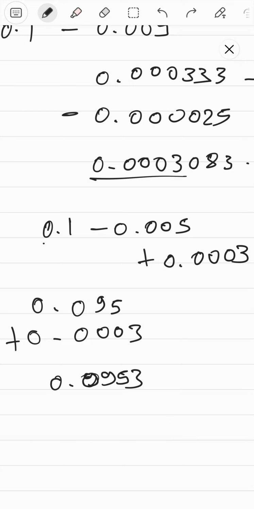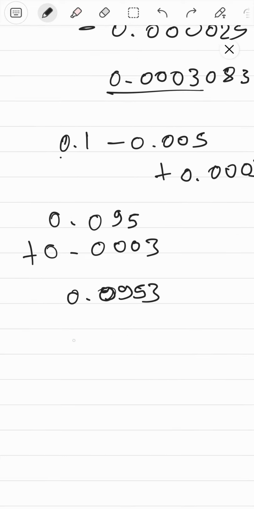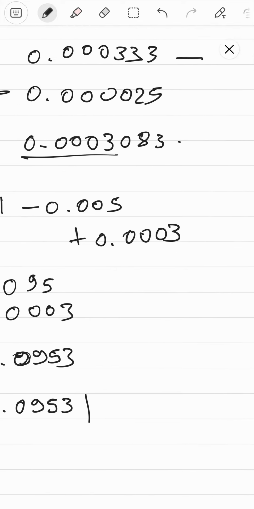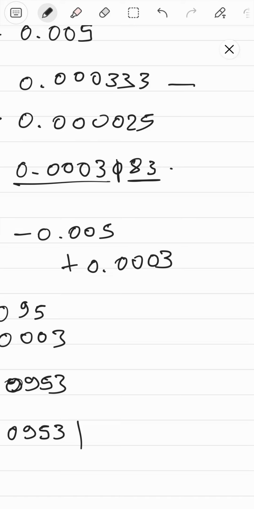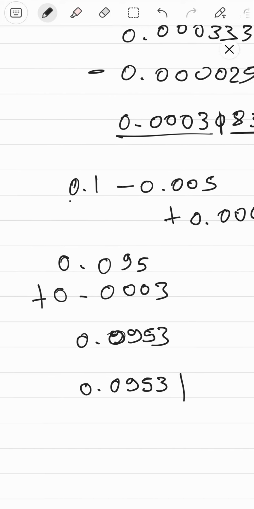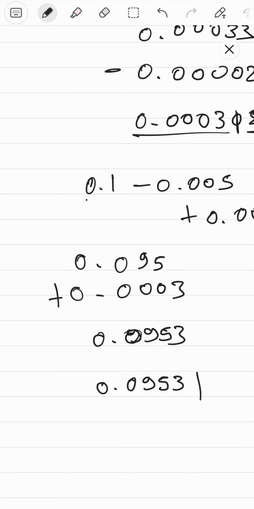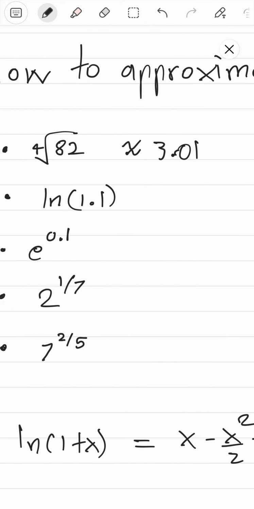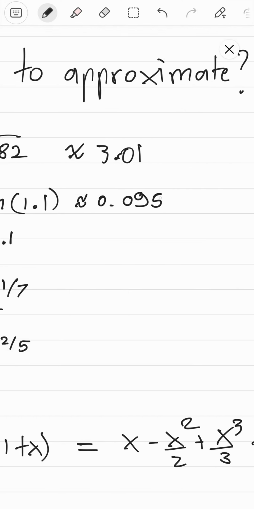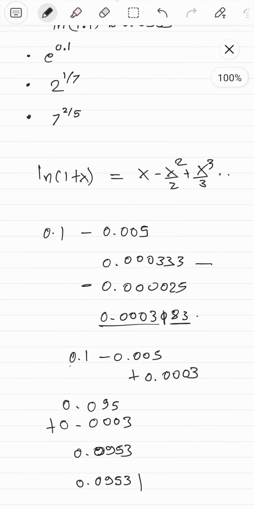0.0953. Well, yeah, that's actually very close, because what they are saying is approximately 0.09531. And if I take these into consideration, this might have just become 1. So that makes sense, right? It's actually really close. So yeah, this is good. Approximately 0.0953. Okay, next.